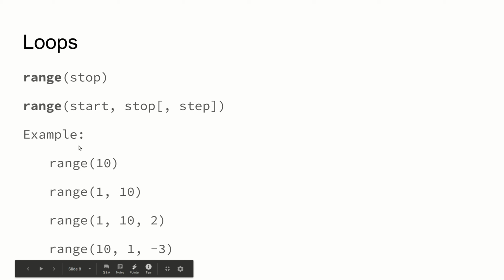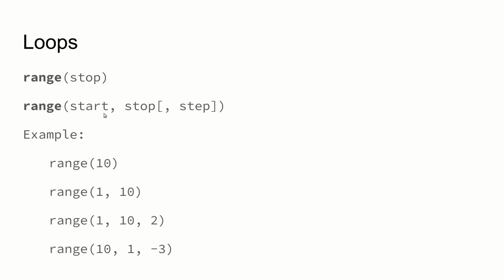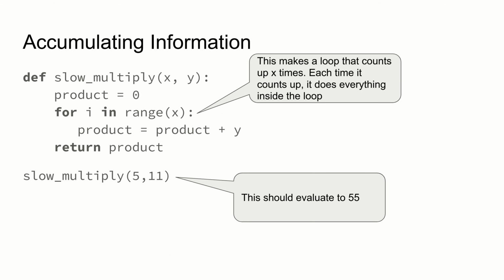If there's only the single number, then that will just be the stop. I could have written this as -1, and then it would give me the numbers 10, 9, 8, 7, 6, 5, etc. as well. So you can get a little broader range of things from the range function if you specify more than just where to stop. You can specify where to start, and you can specify how much it steps from one number to another.